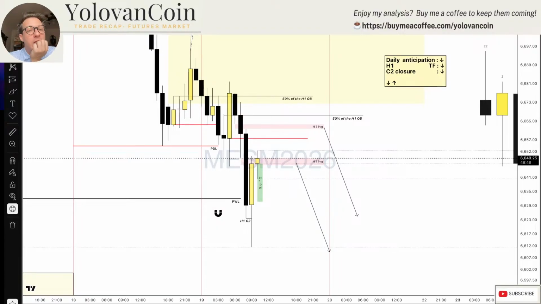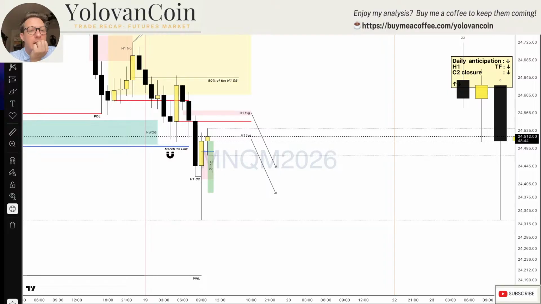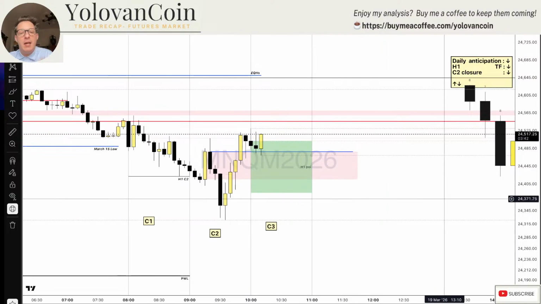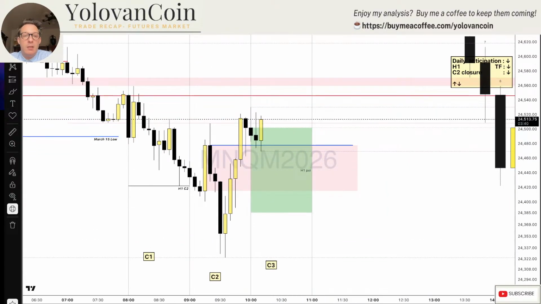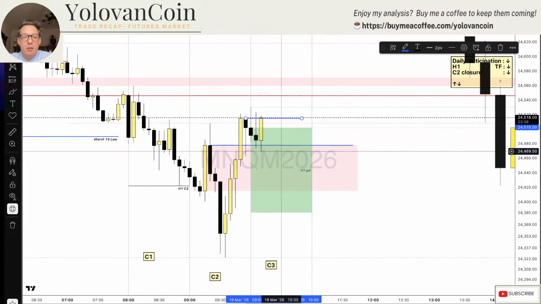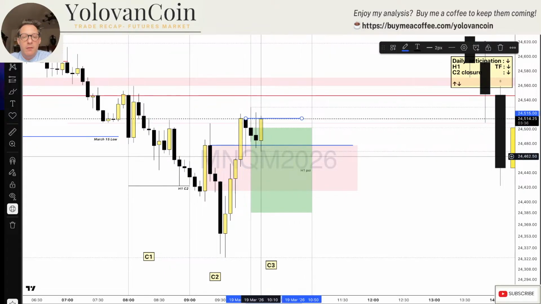Okay, seems like we're gonna have what? Nasdaq 5-minute changing state of delivery now. That's what we wanna see. But it would be better if it takes out this low.